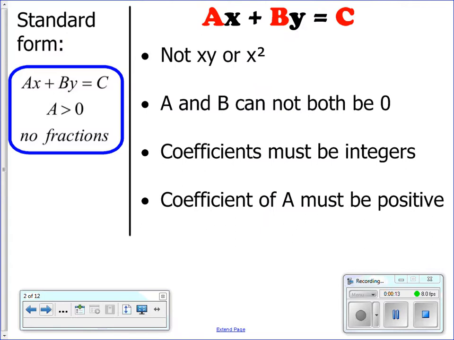So in standard form, it's ax plus by equals c. So we can't have an xy or an x squared. Those would not be standard form of linear. A can be 0 or b can be 0, but they both can't be 0. The coefficients must be integers, and the coefficient of a must be positive.